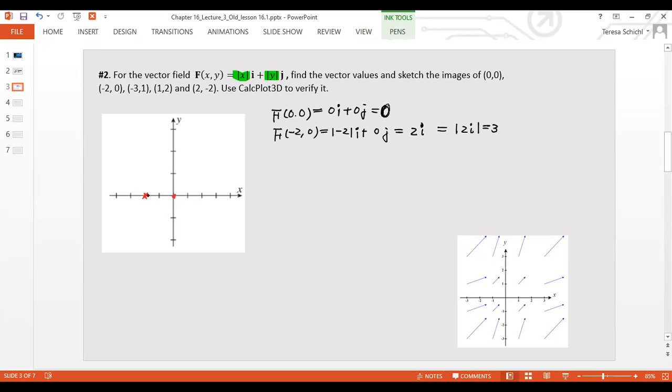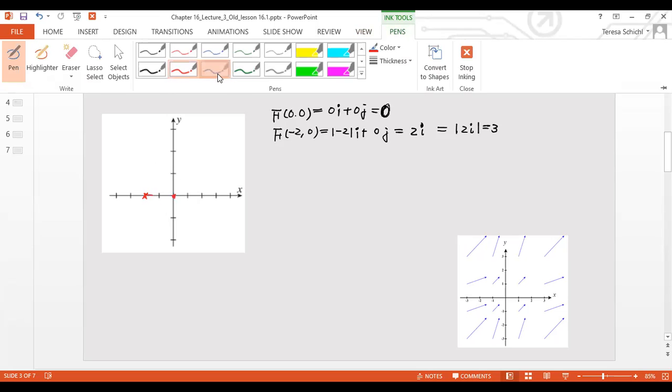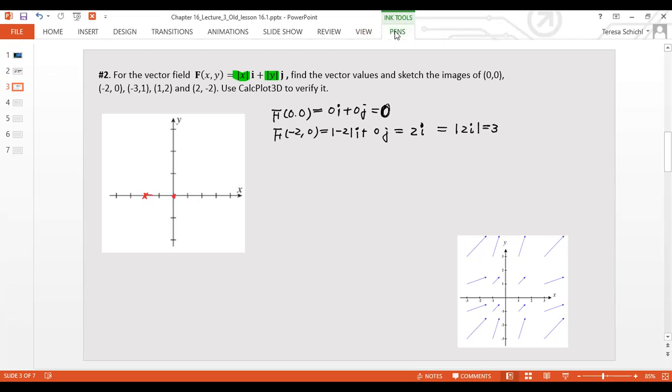Then my vector is going to go, maybe I use a different color so it's not going to mix up with my other color here. So I start at (-2, 0), then the length is 2. So this is my vector, my vector at (-2, 0). Now let's take a look at the next one.